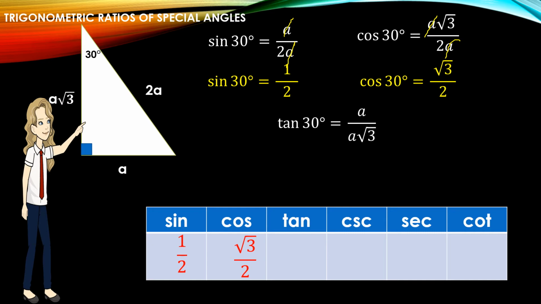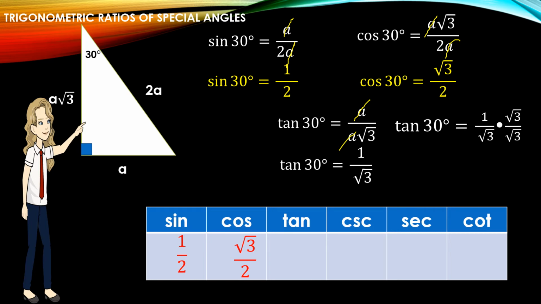Okay, how about tangent 30 degrees? Tangent is the opposite over the adjacent. The opposite of 30 is A, and the adjacent is A square root of 3. So, cancel A, so it becomes 1 over square root of 3. Then, rationalize, multiplying by square root of 3, numerator and denominator. So, 1 times square root of 3 is square root of 3. Then, square root of 3 times square root of 3 is square root of 9. The square root of 9 is 3. So, tangent 30 degrees is equal to square root of 3 over 3.